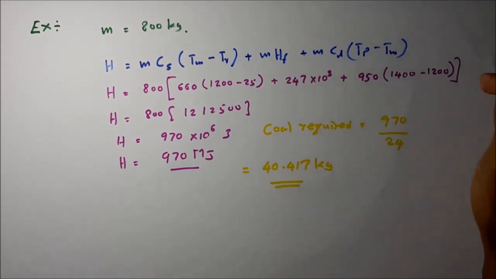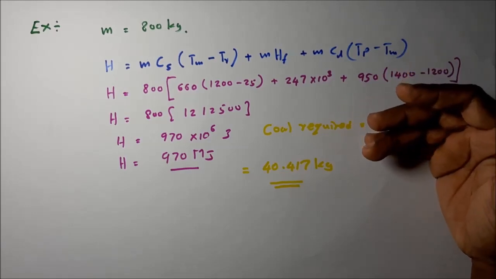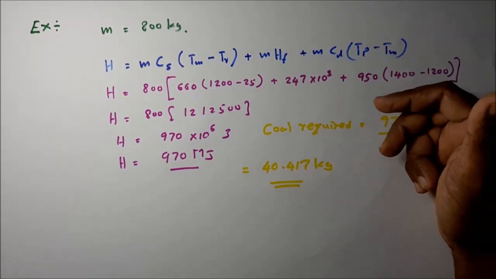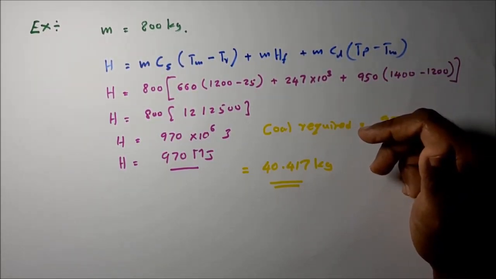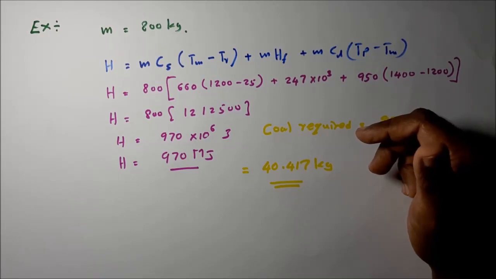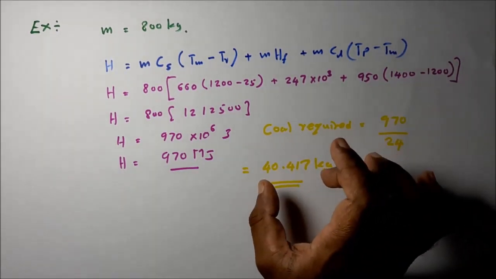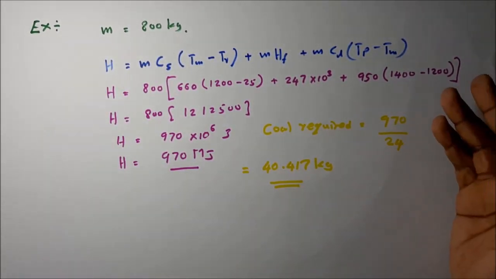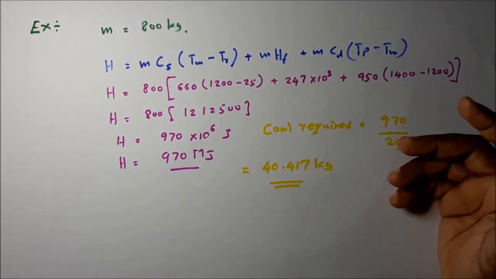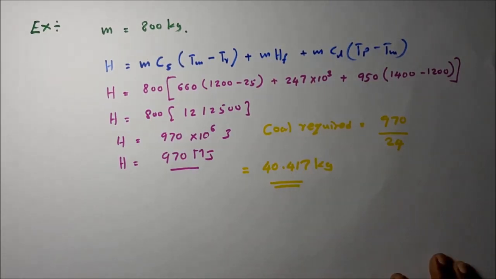We didn't consider the heat loss, and we also assumed complete combustion. In a real situation we can't obtain complete combustion of the fuel, and there is also a lot of heat loss. So without neglecting heat losses and assuming complete combustion, this is the required coal amount. Okay, this is another example from this calculation.